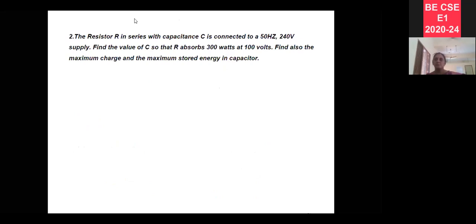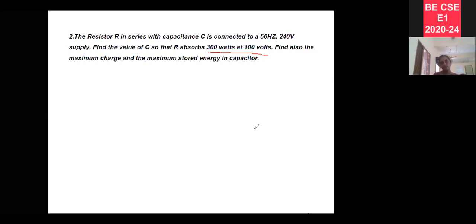Now check out this problem and work out fast. A resistor R in series with capacitance C is connected to a 50 Hz, 240 volt supply. Frequency and voltage are given. Find the value of C so that R absorbs 300 watts at 100 volts. This 300 watts and 100 volts are the power drop across the resistor and the voltage across the resistor. With this data, you have to find first the value of C.